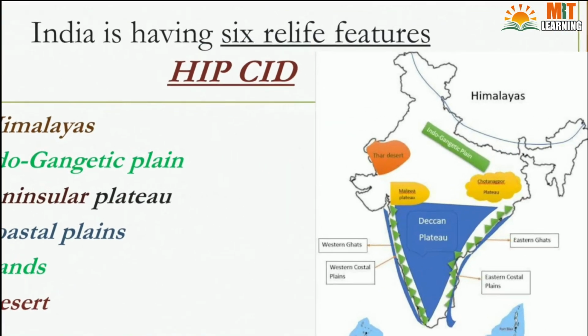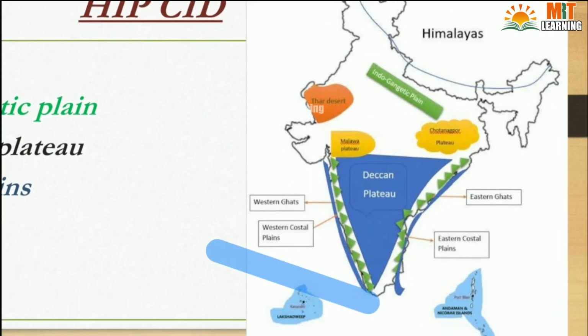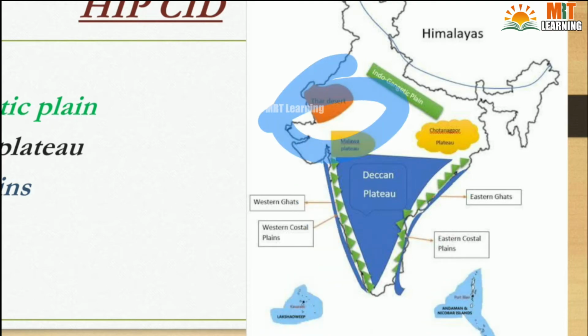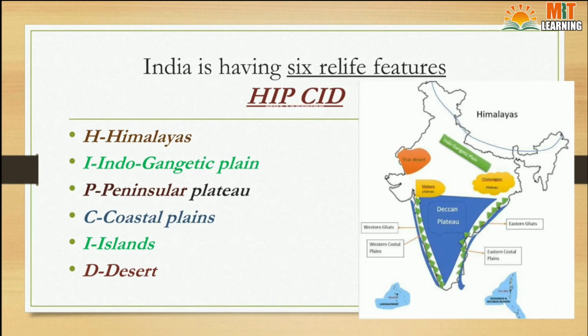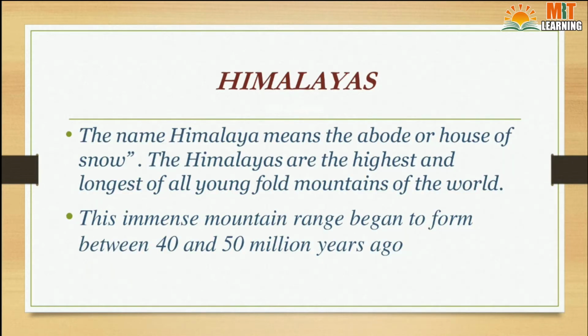Once observe this map: Himalayas, Indo-Gangetic Plain, Peninsular Plateau, Coastal Plains, Islands and Desert. So these are the 6 relief features we have. Now let's discuss each and every relief feature of India. First we are going to discuss the Himalayas.